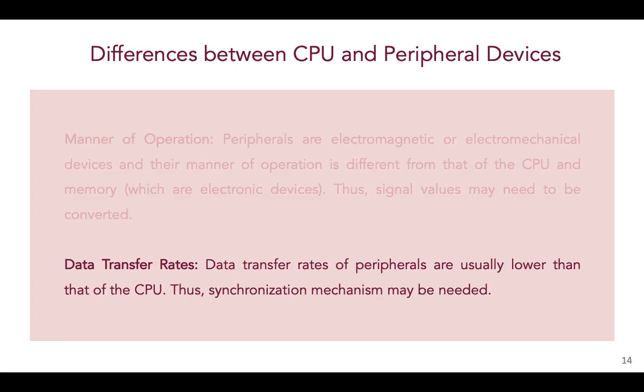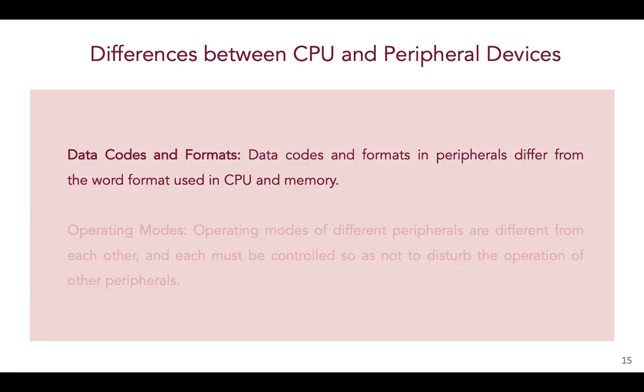The second difference that exists is data transfer rates. So data transfer rates of peripheral devices are usually lower than that of the CPU. So CPU is much faster than any peripheral device, which means a synchronization mechanism is needed. If there has to be some kind of transfer of data between the CPU and any given peripheral device, because of the mismatch in data transfer rates, a synchronization mechanism is needed. Again, this is provided by the I/O interface.